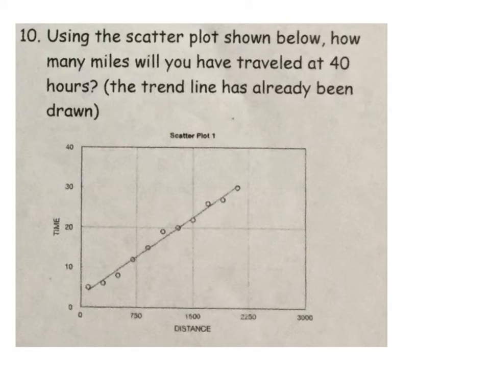All right, using the scatter plot shown below, how many miles will you have traveled at 40 hours? The trend line has already been drawn. So at 40 hours from here, where would this line, the trend line that you see there, be at about 40 hours? So it's got to be somewhere right in here. So kind of just put a guesstimate of what the distance would be.